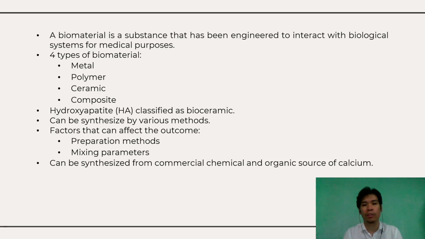This project will be focusing on hydroxyapatite, also known as HA, which is one of the biomaterials and is classified as bioceramic. There are two factors that will influence the characteristics of the produced HA, which are preparation methods and mixing parameters. And this hydroxyapatite can be synthesized from commercial chemicals and organic sources of calcium.